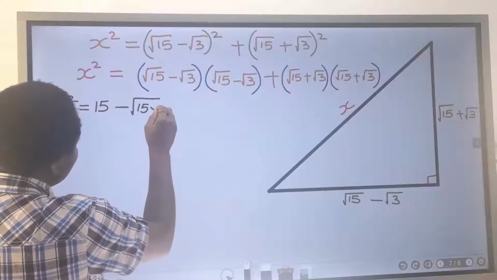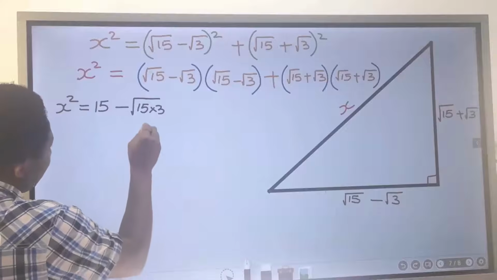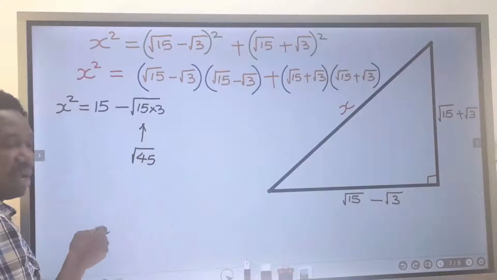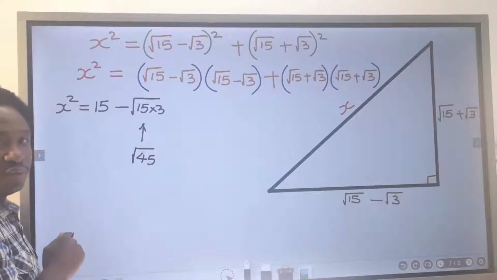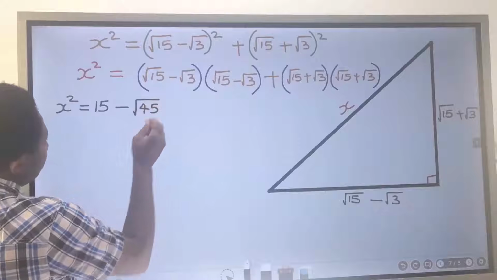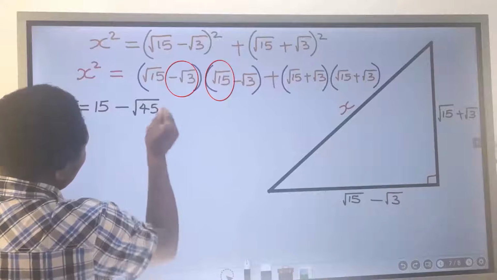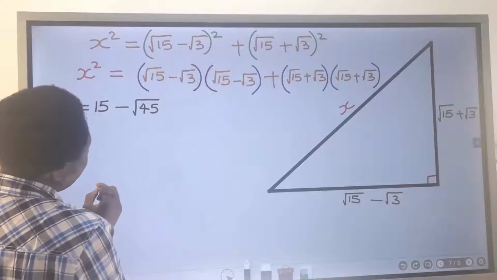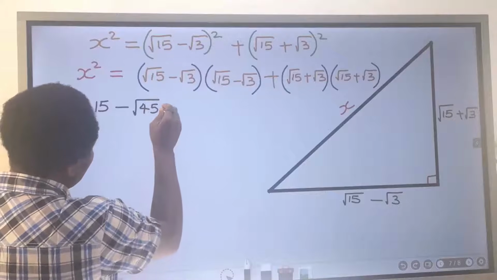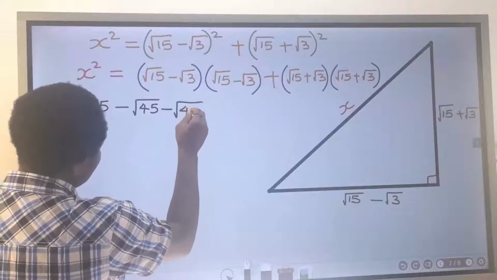Inside the bracket, this 3 will also multiply. And here, we're going to have the square root of 45. According to the law of surds, this will become the square root of 45. Next, minus the square root of 3 will multiply this square root of 15. This is a minus. We are going to have the square root of 45.